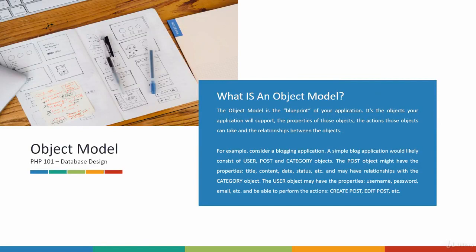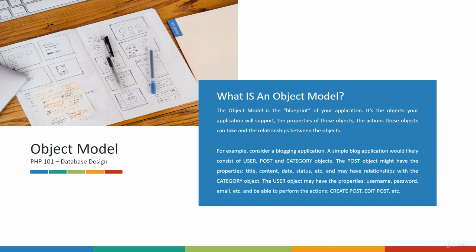So what is an object model? Well, first consider that every application you build will ultimately be a collection of objects that have certain properties, can perform certain actions, and have certain relationships with other objects. So the object model is the blueprint of your application. It's the objects that you're going to have in your application. It's the properties those objects are going to have. It's the actions those objects can take, and the relationships between those objects.